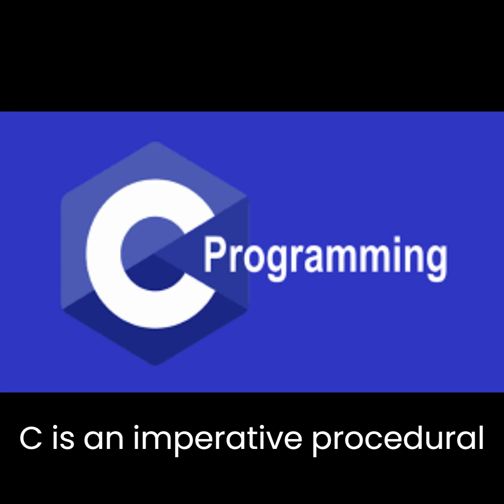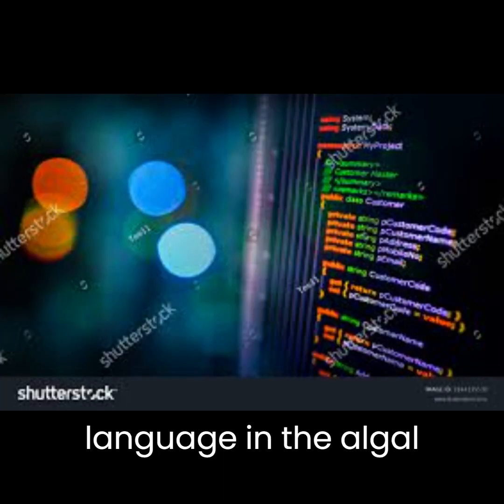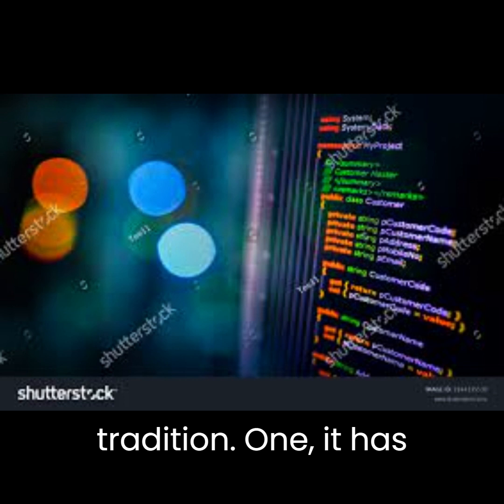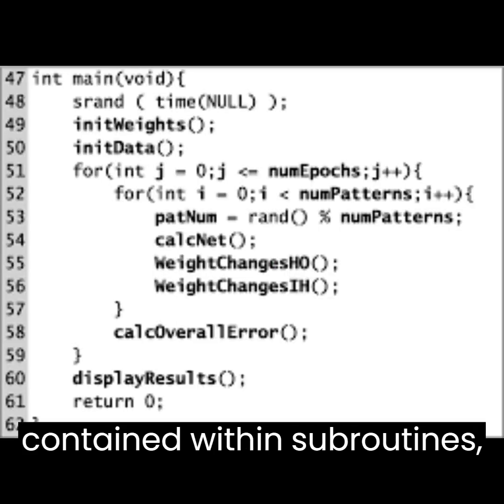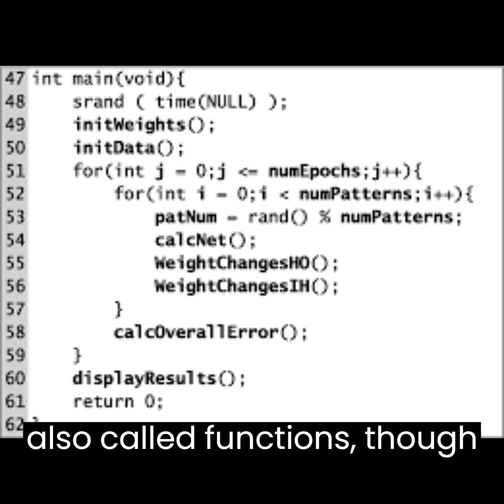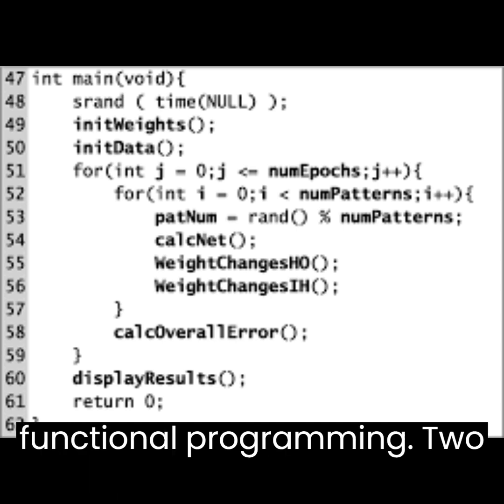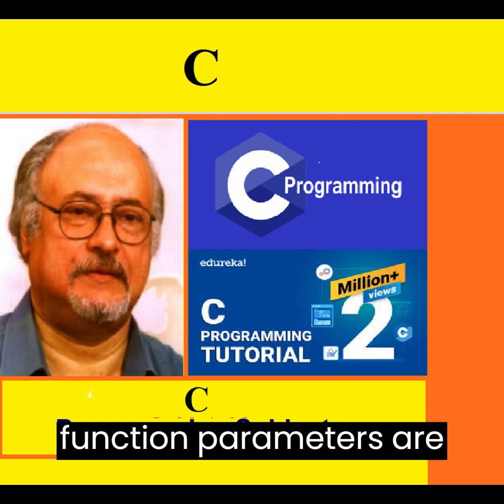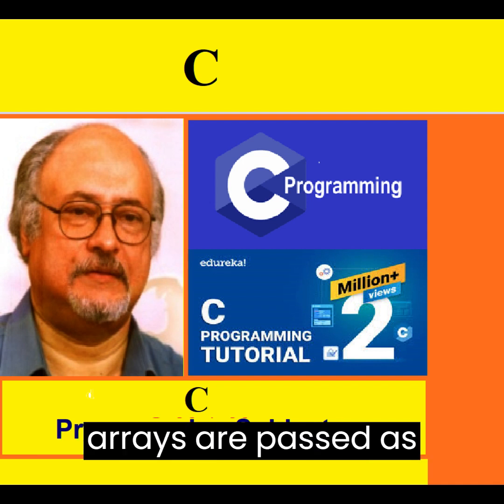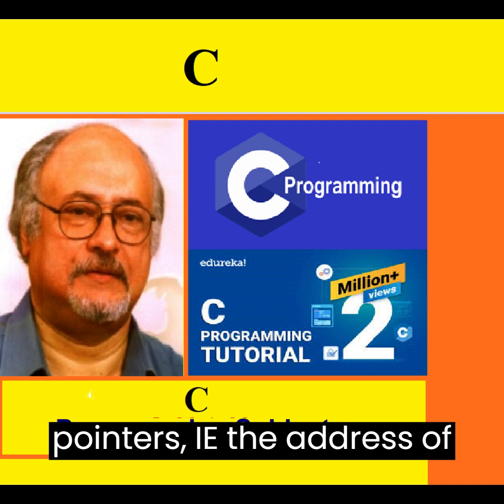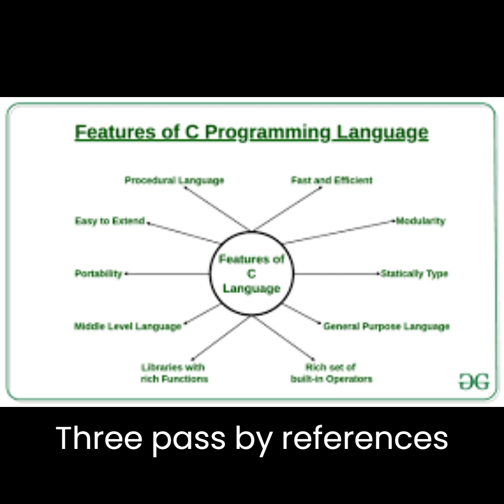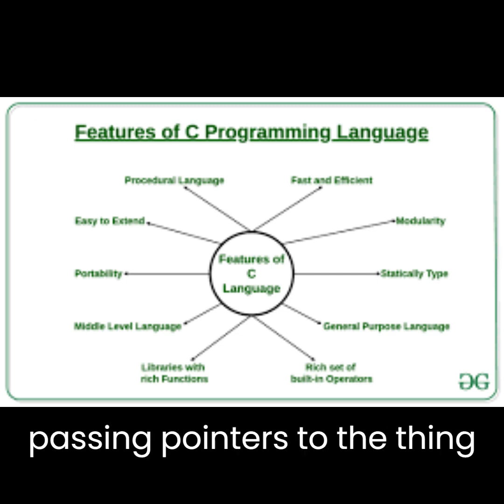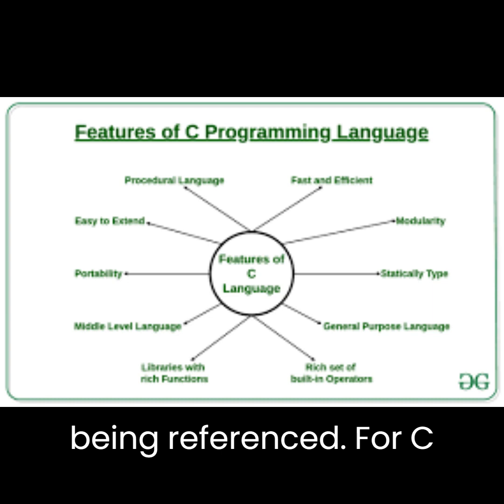C is an imperative, procedural language in the ALGOL tradition. 1. It has a static type system. In C, all executable code is contained within subroutines, also called functions, though not in the sense of functional programming. 2. Function parameters are passed by value, although arrays are passed as pointers, i.e. the address of the first item in the array. 3. Pass-by-reference is simulated in C by explicitly passing pointers to the thing being referenced.